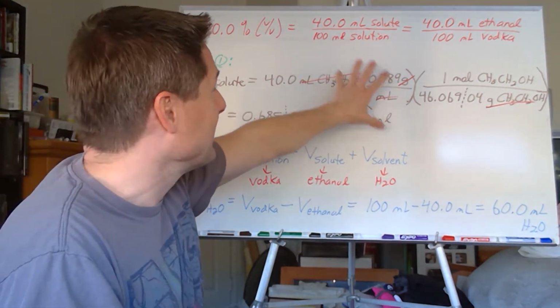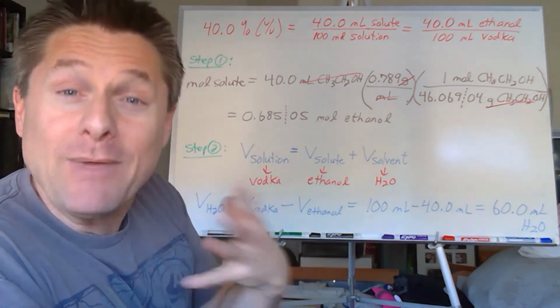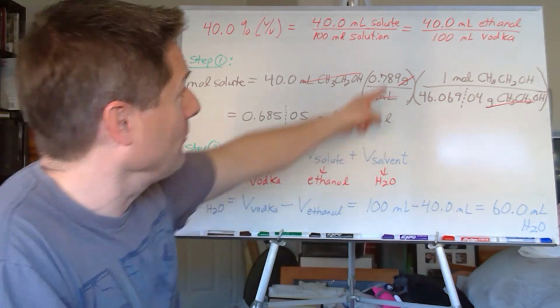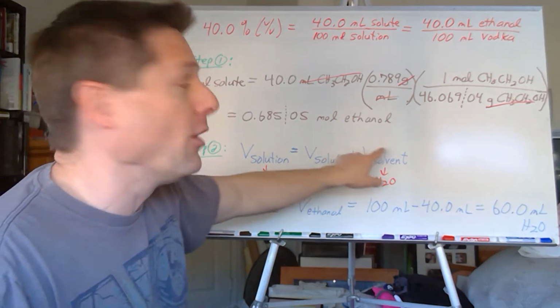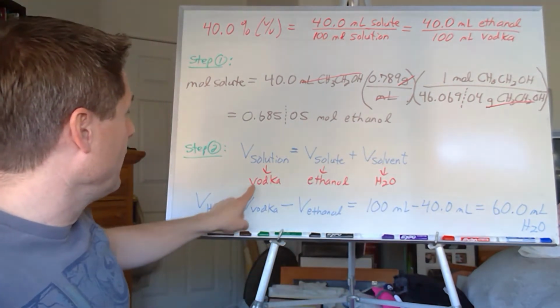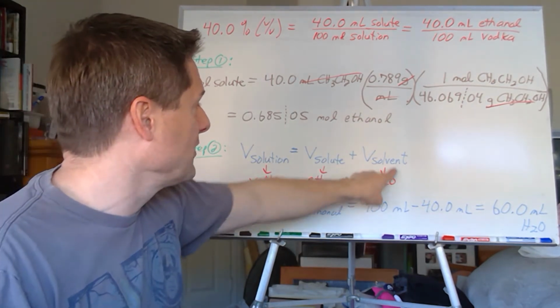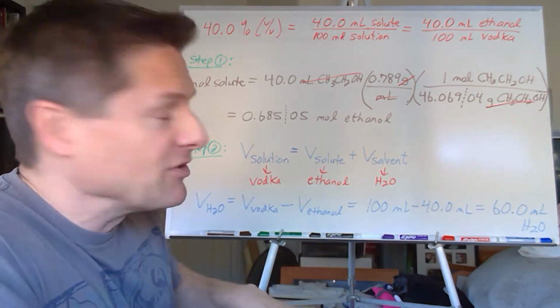So let's extract. How do we get the volume of the solvent, the water, from this? All right, well, we have the 2, right? Isn't the volume of the solution just the volume of the solute plus the solvent, since we only have 1 solute? Therefore, our solution is the vodka, our solute is the ethanol, our solvent is the water. Sometimes you don't have a specific name for the solution like that.